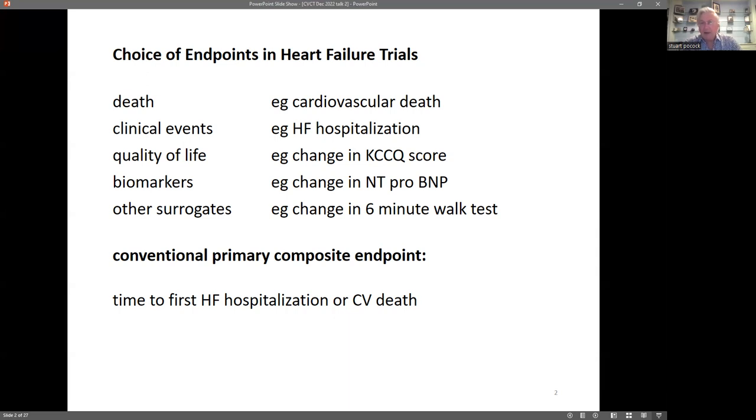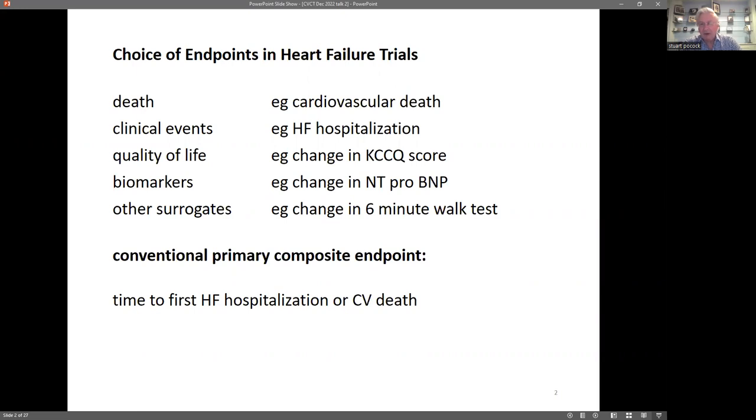But then in early phase trials, they will take more interest also in quality of life, changes in a very popular Kansas City cardiac questionnaire, KCCQ for short, which is commonly used in evaluating the quality of life of heart failure patients. Has been the standard really these days. Or you may look at blood biomarkers such as change in NT-proBNP, and you could also look at other surrogate endpoints such as changes in 6-minute walk tests. And early phase trials will concentrate more on those at the bottom of the list.